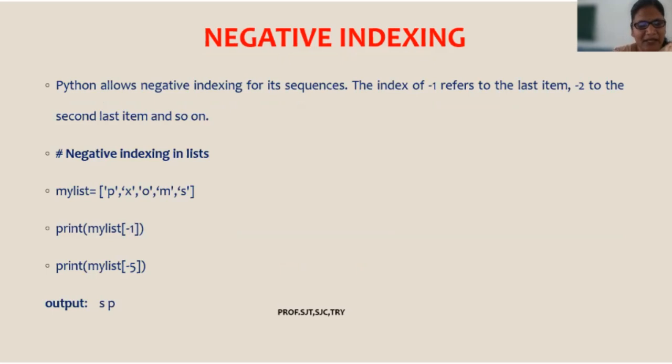For example, here I gave my list equal to 5 characters. If I want to display the characters, here I used print my list of -1, print my list of -5. So what will be the output? -1 is a negative number, so we have to take from the backward direction. So S will be the output for the first example. P is the output for the second example.